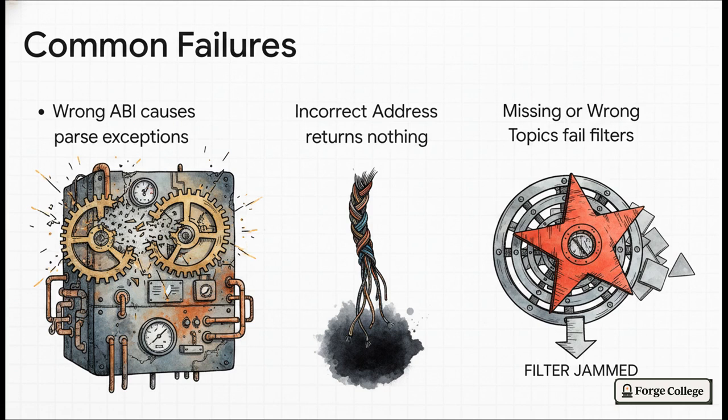If you use the wrong ABI, you'll get immediate parse exceptions thrown in your face. If you use an incorrect contract address, your script will just return total, maddening silence. And if you have missing or wrong topics, your filters will just fail. I'll tell you right now, ABI mismatches are, without a doubt, the most frequent culprit for these headaches.